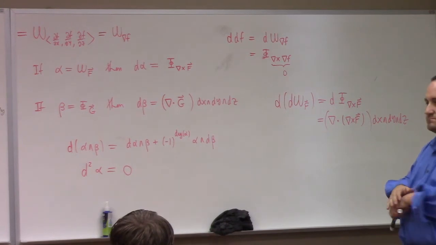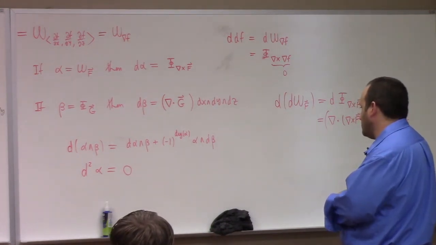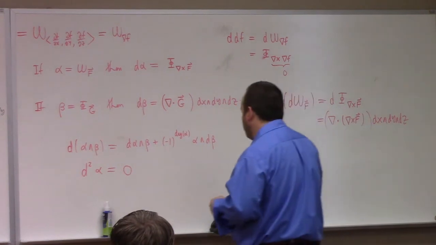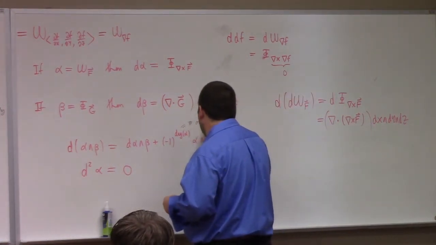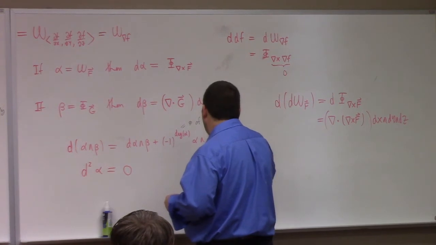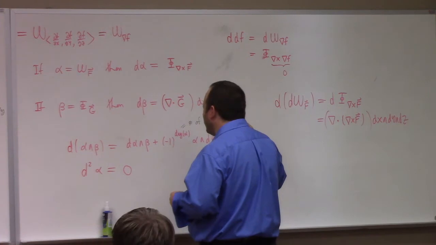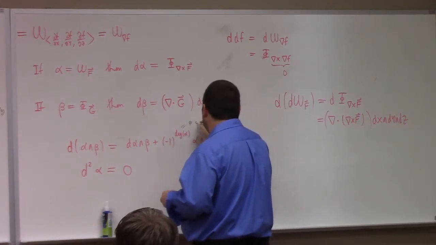Yes, Travis? Second line from the bottom. D alpha wedge beta. When you go over to the minus 1, what's the exponent there? The degree of alpha. So that's the number of wedges. Well, it's not the number of wedges. It's the number of things being wedged to form alpha.